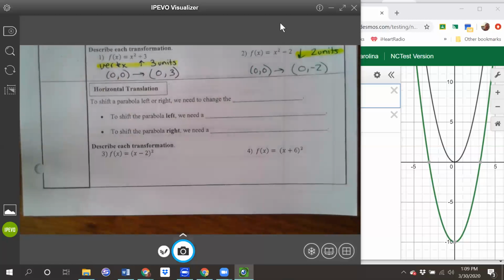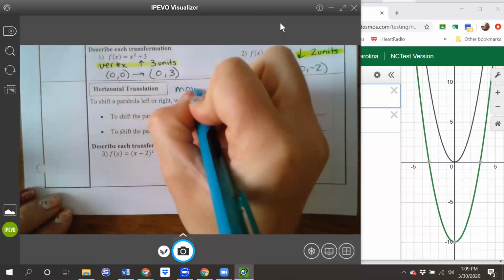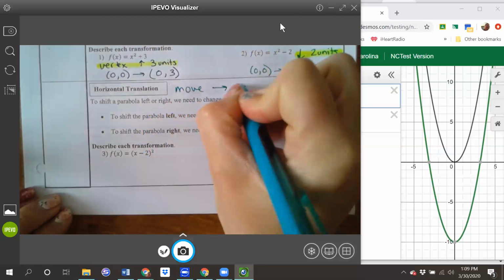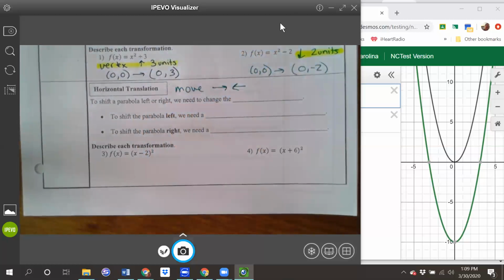Moving to a horizontal translation, horizontal means that we are moving to the right and to the left.